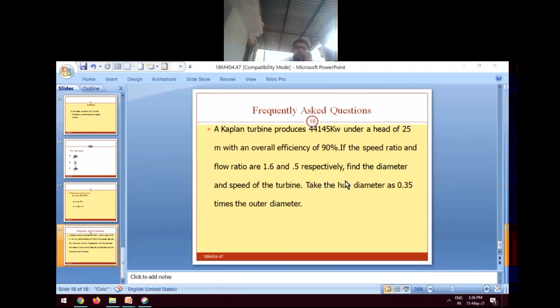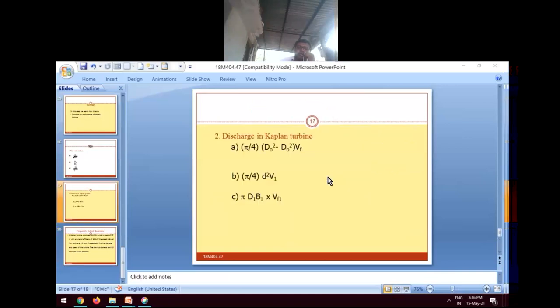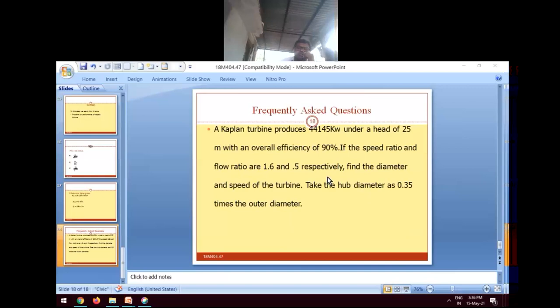Okay, the boss diameter is 0.35 times the outer diameter. That means DB by DO is equal to 0.35. From that, using this correlation, you have to calculate the diameter of the turbine, and using the speed ratio you have to calculate the speed of the turbine, and by using the flow ratio you have to calculate the discharge. Remaining all parameters have to be calculated, then only you can get the asked expressions. Okay, this is about today's class.